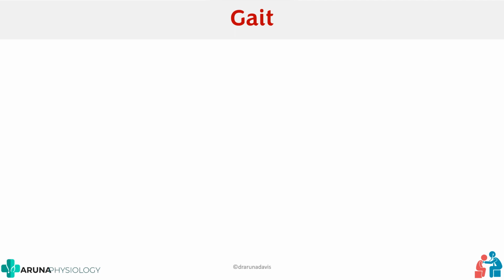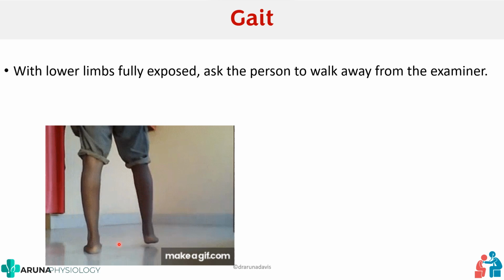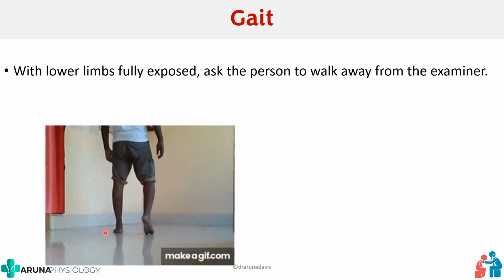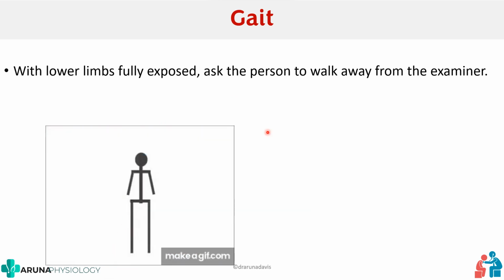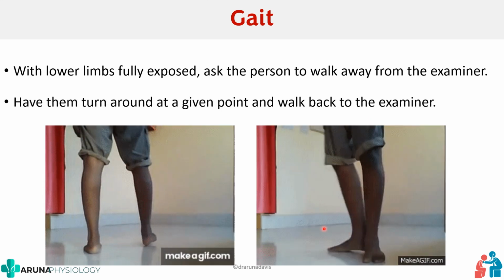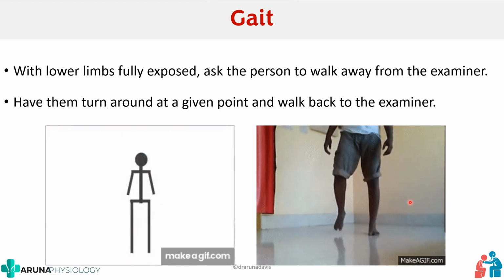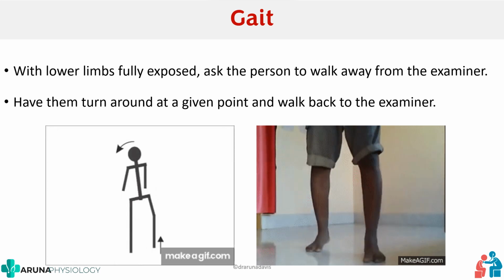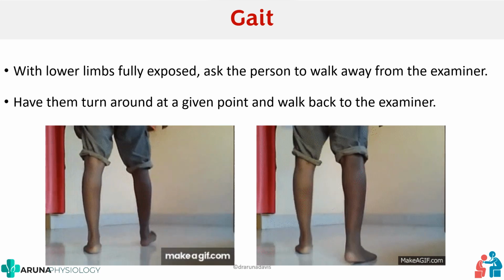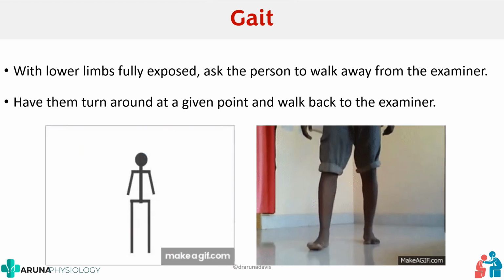Then you have to assess the gait of the person. When you assess the gait, you first expose the lower limb fully and then ask the person to walk away from the examiner. Here you can see this is a type of waddling gait. The person has to first move away from the examiner, then turn around and walk back to the examiner. So this is how we test for the gait. Check whether there's any abnormal gait like Trendelenburg gait or high stepping gait or any other different gait, whether it's present or not.